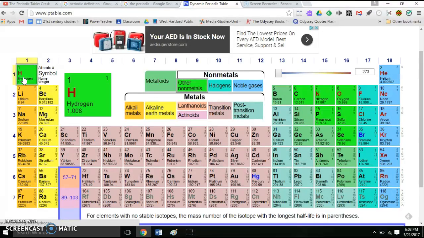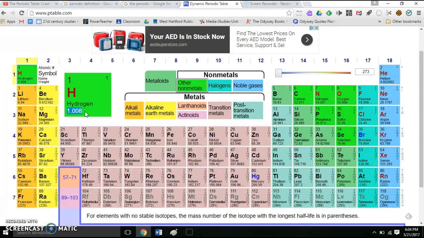This letter H here, what does that represent? Well, that represents the symbol of the element, which is hydrogen. And then these little numbers at the bottom, I believe we just took a look at these right here. Let me highlight it. 1.008. This represents the atomic mass of the element, and this is the smallest atomic mass, which means it has the smallest weight.